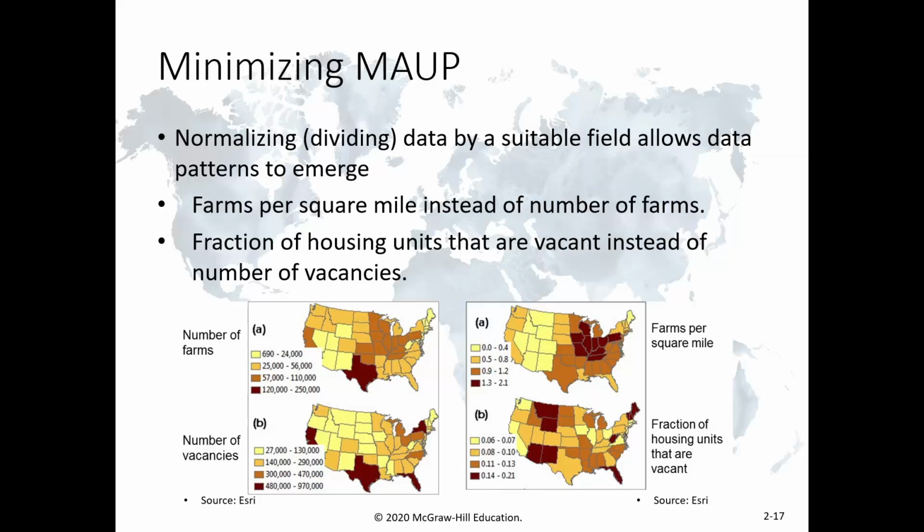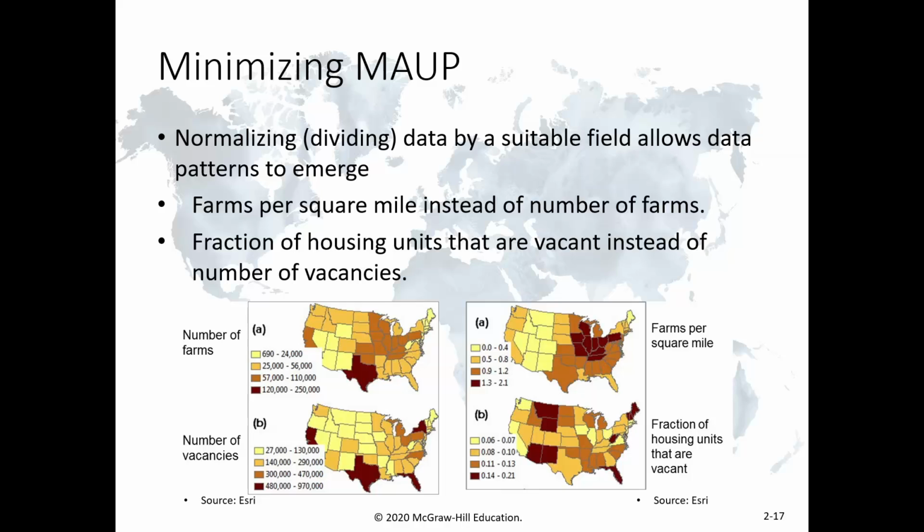So normalizing data allows us to look at things on a more even playing field. Instead of looking at the number of farms that exist in a polygon, a state, California versus Texas versus Maine, we can calculate the farms that exist per square mile instead. The same can be done using the examples from the book as well, looking at a fraction of the housing units rather than the total number of vacant housing that exists.